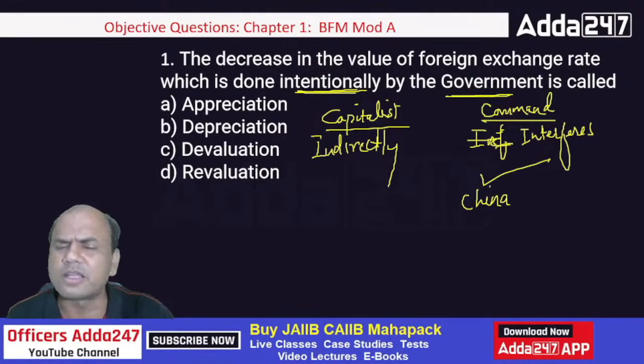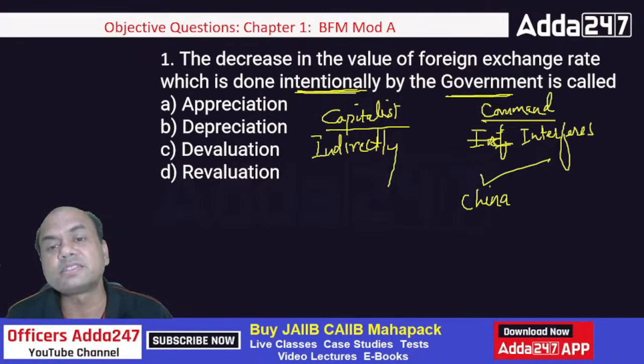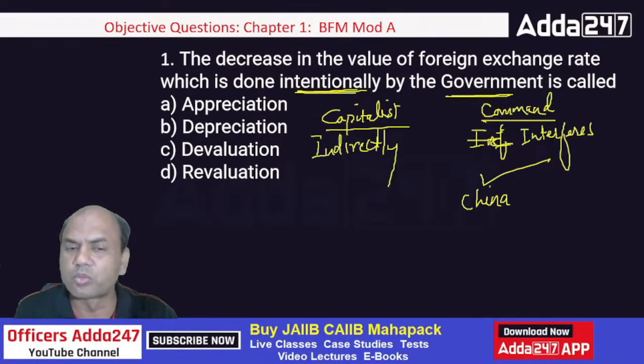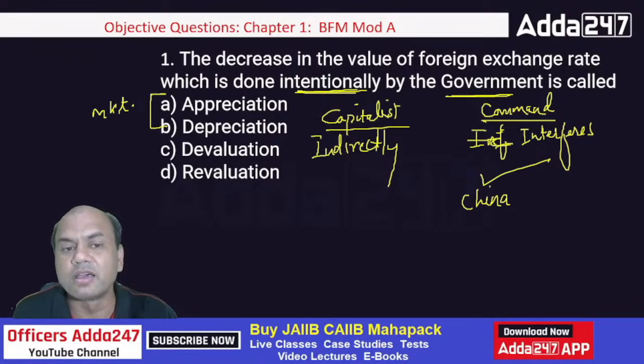So China interferes heavily. Japan also, they reduce their rates whenever they want. They actually have reduced their rates many times. So China is the main culprit over there. So where it is done intentionally by the government, it is known as what? Appreciation, depreciation, devaluation, revaluation. Now remember, 2 points. A and B are related to market. Here the rates are decided by the market, and here the rates are decided by the government.